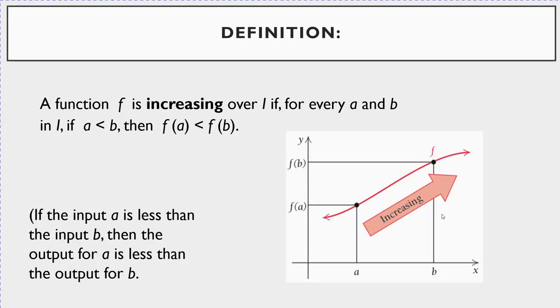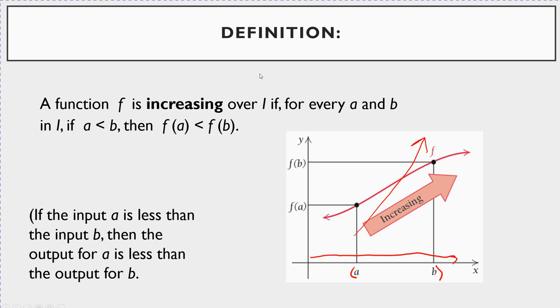Okay, so the first thing we want to talk about is something called increasing and decreasing functions. A function f is increasing over I, where I is some interval, if for every a and b in that interval, with a less than b, f(a) is less than f(b). Basically, as you increase x, as you move to the right, the graph goes upwards, so the function increases.